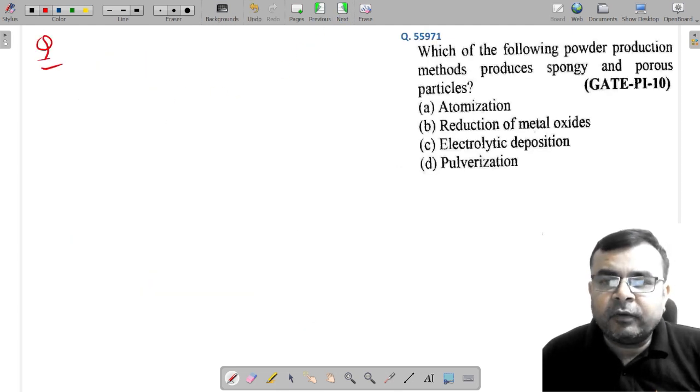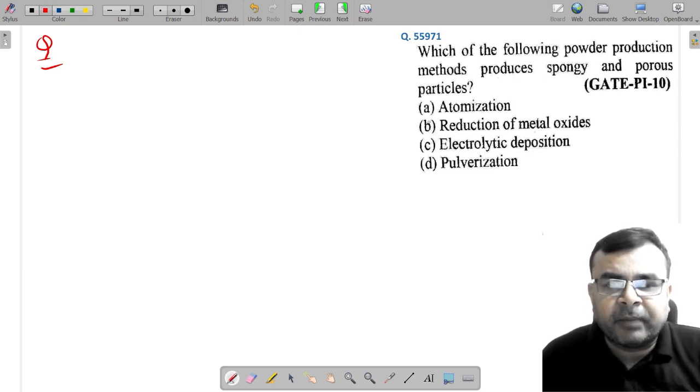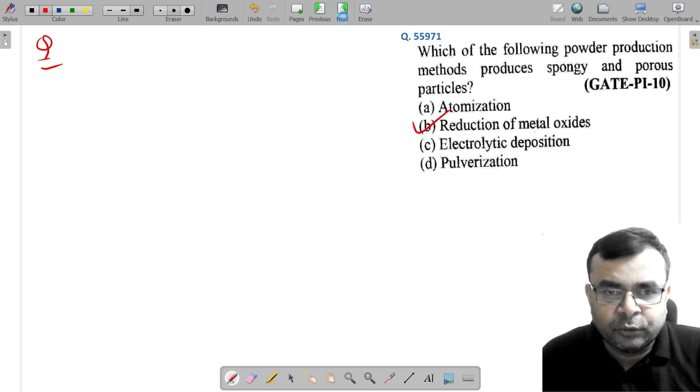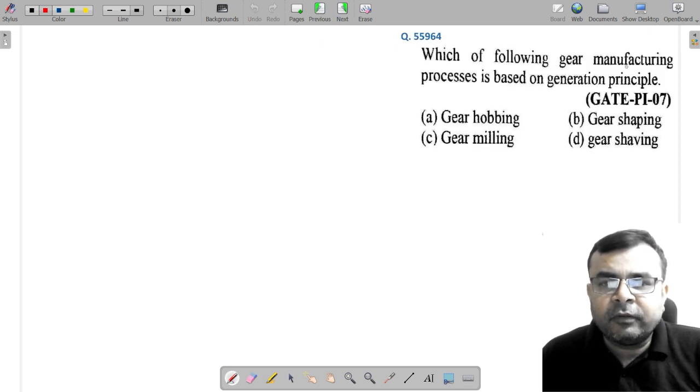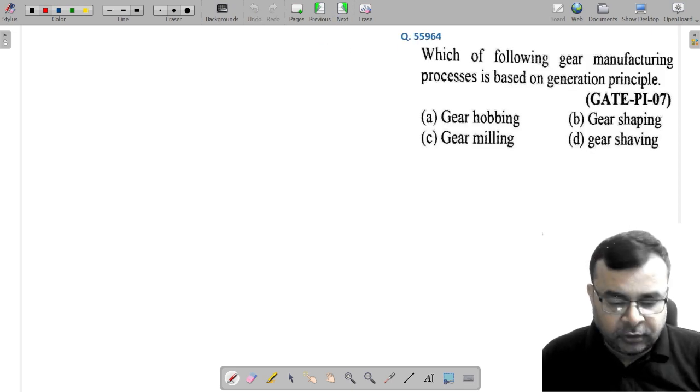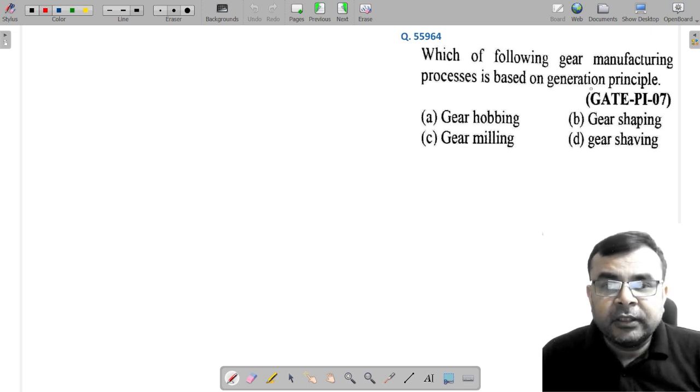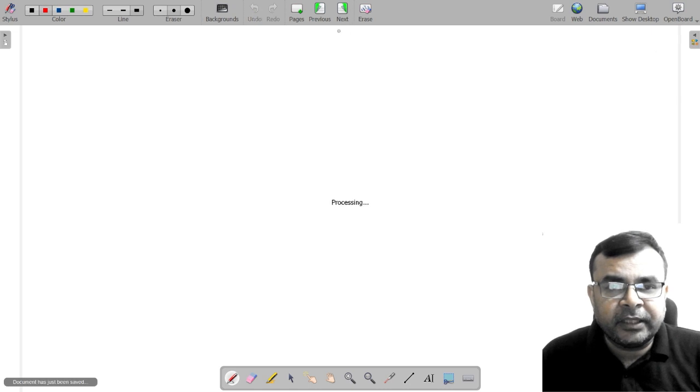Next, which of the following powder production methods produces sponge and porous particles? So remember, this reduction of metal oxide is always used. In manufacturing of twist drill, the shank is joined to the body of the drill using friction welding. Which of the following gear manufacturing processes is based on the generation principle? So gear hobbing is such a method.